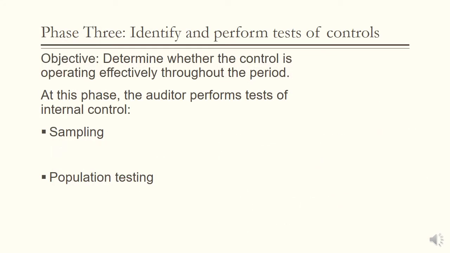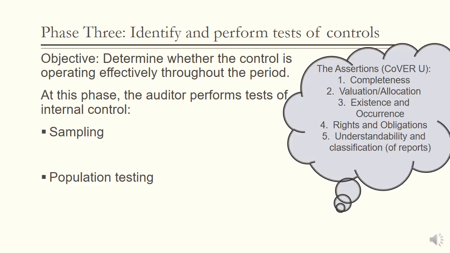In the final phase of the control assessment, the auditor identifies and performs tests of controls. Again, the auditor at this point has made sure that controls align with the relevant assertions, and there they are again as a refresher, and that the auditor is performing tests that promote the verification of these assertions.